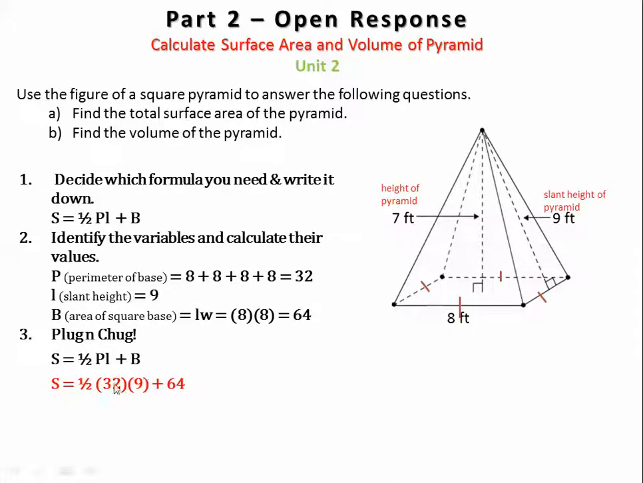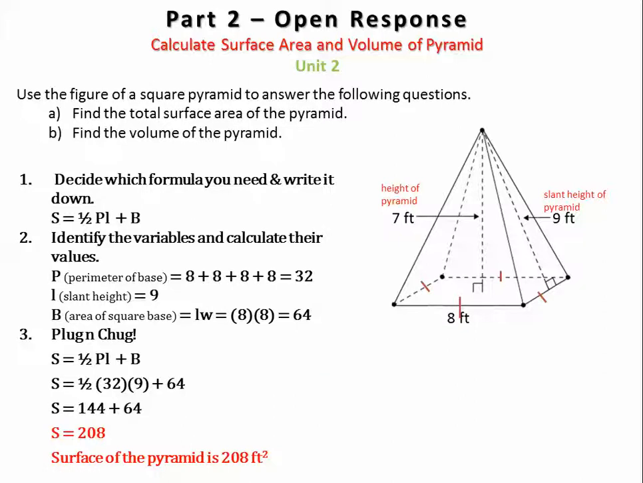Plug in 32 for the perimeter of the base, a 9 for the slant height, and a 64 for the area of the base. And you can actually key this all into your calculator, or you can do it one step at a time like I did here. So a half of 32 times 9 is going to give me 144, and then when I add 64 to that, I get 208. So the surface area of this pyramid is going to be 208 feet squared.